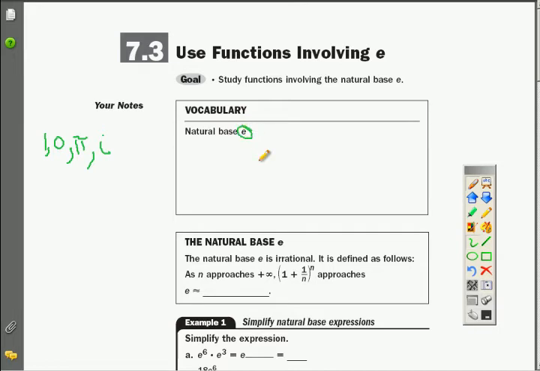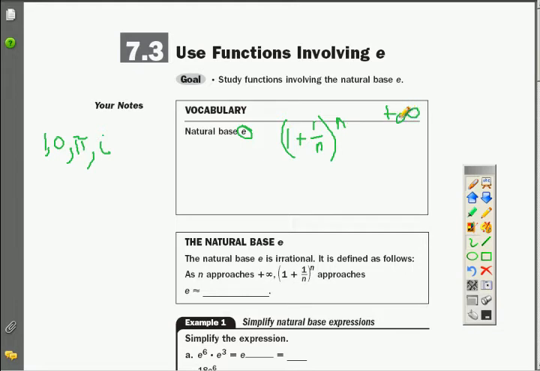Now, e is not just the letter e, but e is a number, and e is a fitting number when we're talking about exponential growth, or decay for that matter. How they found that is what they did. They said 1 plus 1 over n, to the n power, as n continually increases all the way to positive infinity.